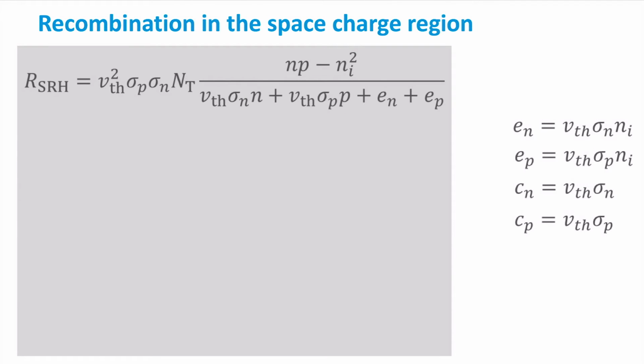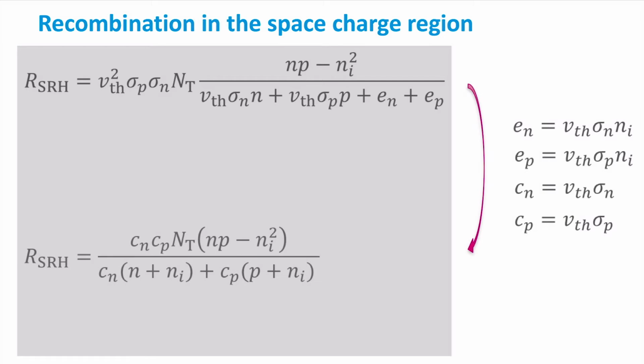We can now use the two relations to rewrite the recombination rate equation and define the constants Cn and Cp as the thermal velocity times the respective cross-sections. We then find the following relation, which now looks a bit friendlier.